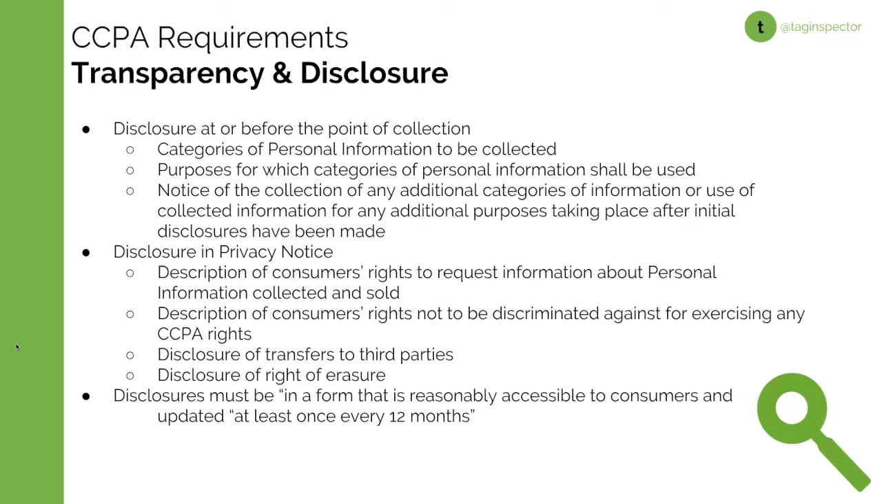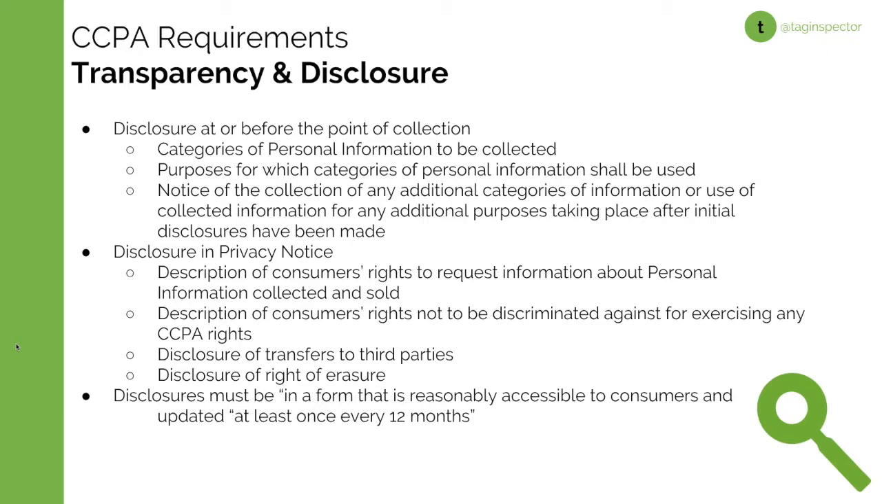So there's a description of the consumer's rights to request information about personal information collected and sold. That gets back to those 5 rights that we outlined earlier. It's just disclosure to the consumer that they have these rights and we must comply. Then there's a description of consumers' right not to be discriminated against for exercising any of their privacy rights. So they need to be told that they can opt out without any penalty, basically.